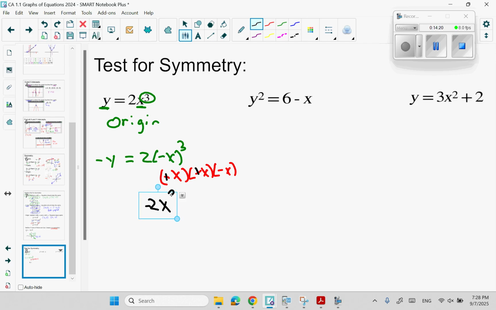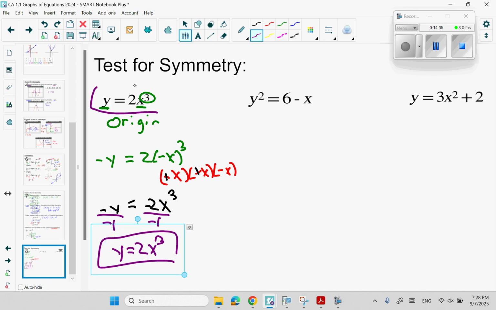So I get negative 2x cubed. And there's no simplifying over here, so I'm left with negative y. And of course, we can divide by negative 1, divide by negative 1. Y equals 2x cubed, and that's exactly what I started with. So I was right. It's an origin symmetry.